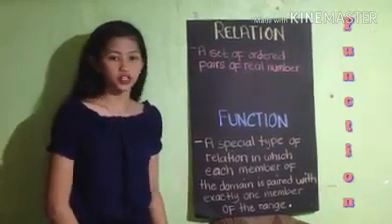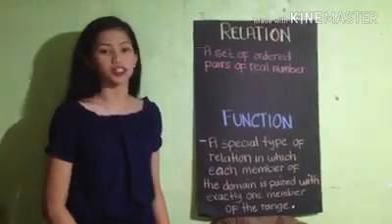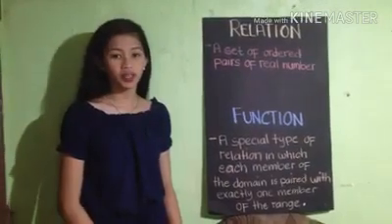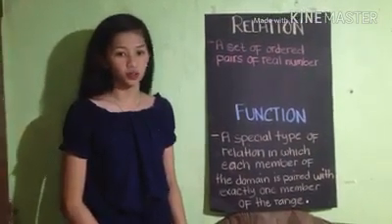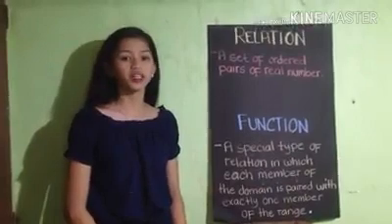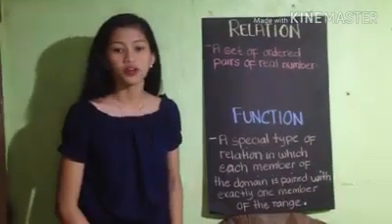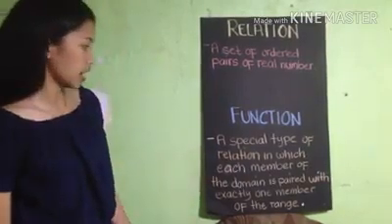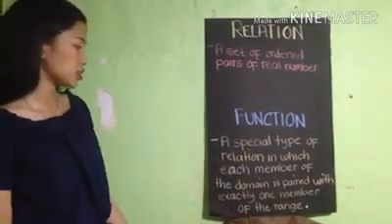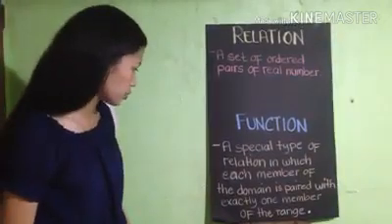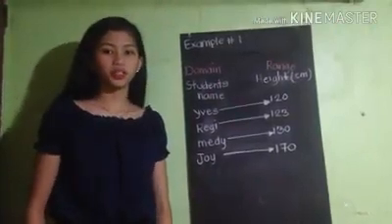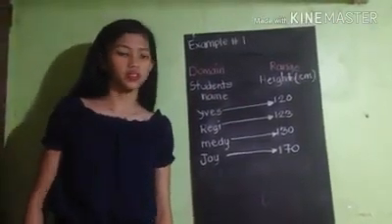So next is the function. A function is a rule of correspondence between two non-empty sets such that to each element of the first set, called the domain, there corresponds one and only one element of the second set, called the range. A function is a special type of relation in which each member of the domain is paired with exactly one member of the range. These are the examples on how to determine if a relation is also a function.